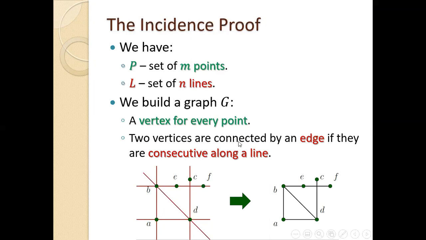What are the edges? 2 vertices are connected by an edge if they're consecutive along a line. For example, A and B are consecutive along this line, so there's going to be an edge between them here. Let's take a look at this line, containing B, E, and F. There's going to be an edge between B and E, an edge between E and F. No edge between B and F because they're not consecutive along the line. Only consecutive pairs of points on the line. Okay, you understand what I mean here?